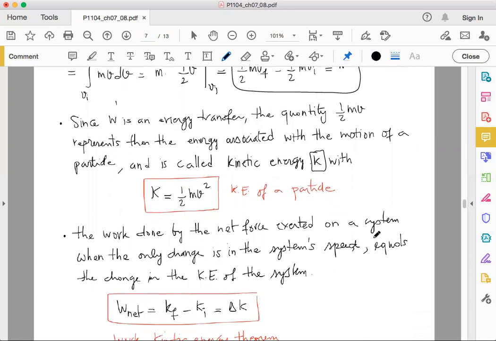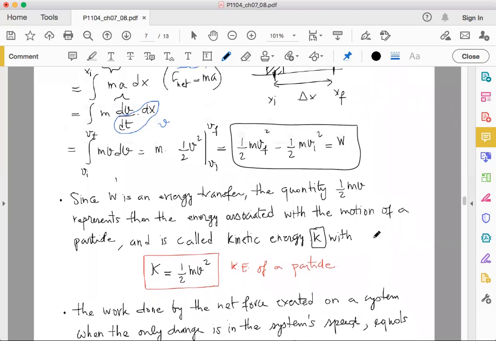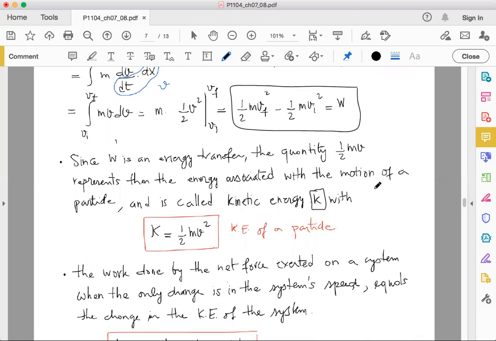Okay, this is the first point: we defined the first type of energy that a system can possess, which is kinetic energy, and the kinetic energy is half mv squared. This is the first result from this equation. The second result is that the work done by the net force exerted on a given system when the only change is the system speed is equal to the change of the kinetic energy of the system.